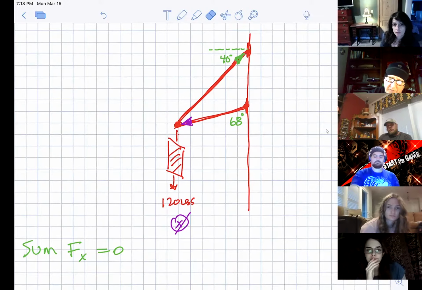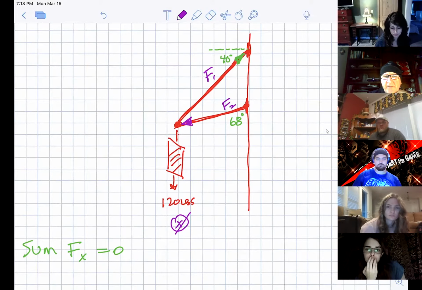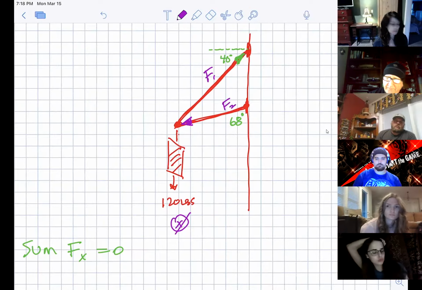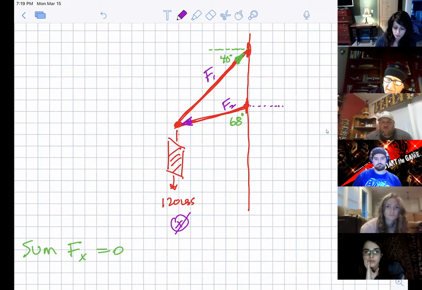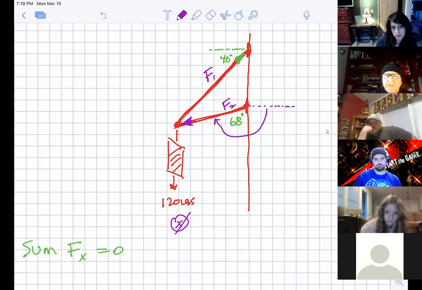So I'm going to call this one force one, just so we have something to talk about. And this is force two. Would you agree those two angles are not the right angles for us? That's not how we measure the angles. What you need is from here, how far is it to there? What is force two's angle really? It's not 68. What would you call it?